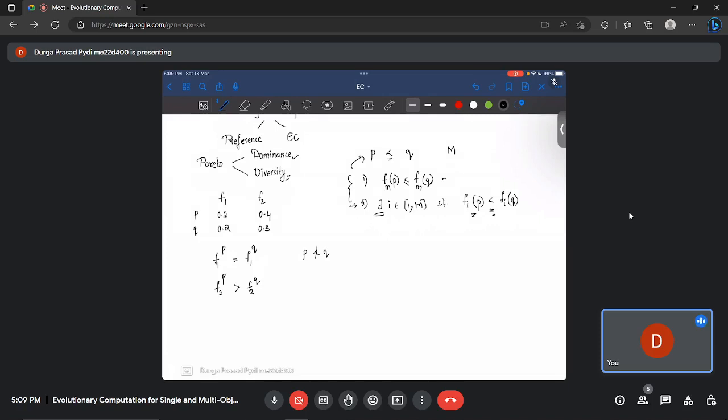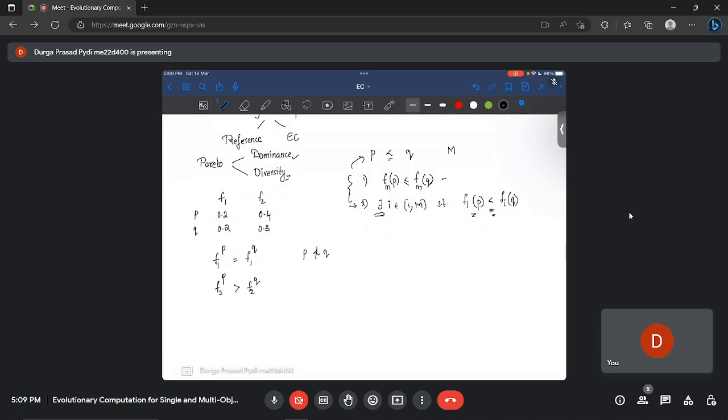If you were to say between P and Q, there is no relation, but Q is dominating P, because F2 of Q is actually less than F2 of P, and there exists an equality as well. But we can say P is dominated by Q. Yeah, both are okay. Q is dominating P, or P is dominated by Q. Yeah, fine. Okay.